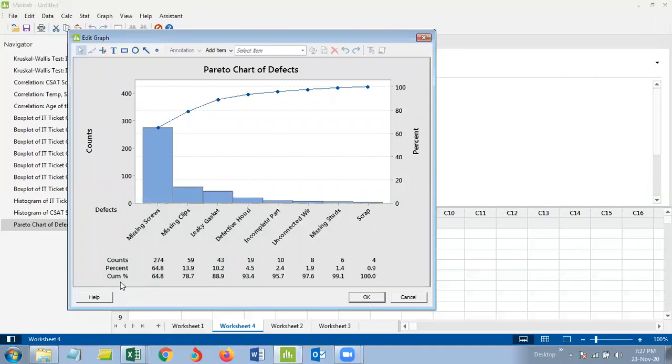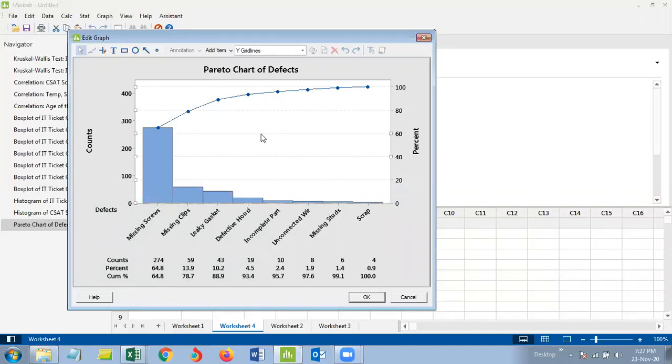And finally, you have a cumulative percentage, where this alone is contributing 64.8% of issues. You add 64.8 plus 13.9 for the second one. The total is 78.7. So these two together are contributing 78.7% of issues. You add 10.2 to that, so that makes it 88.9. So these three together are contributing 88.9%. You add 4.5 to it, it becomes 93.4. So these four together are contributing 93.4%, and so on, till 100%. The same values are plotted in terms of this cumulative frequency line.